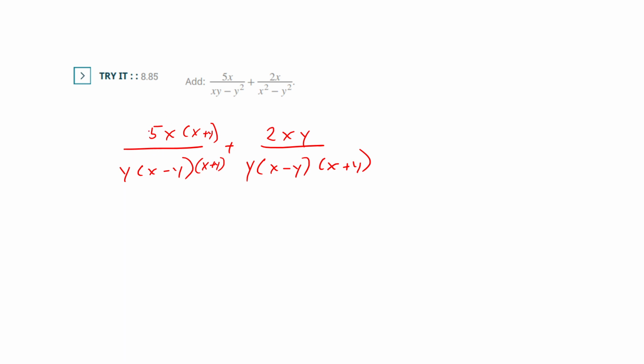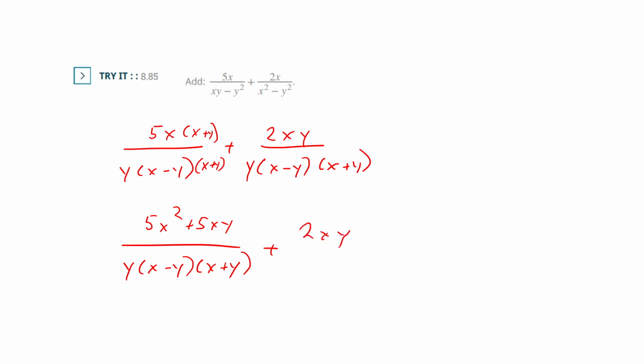Now on the top here we've got to distribute this. We get 5x squared plus 5xy. Over here we've got 2xy.